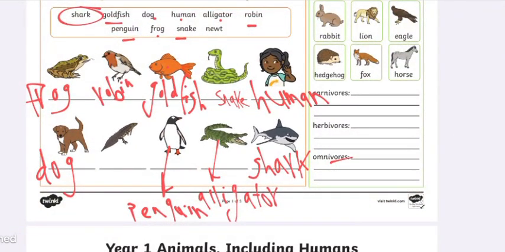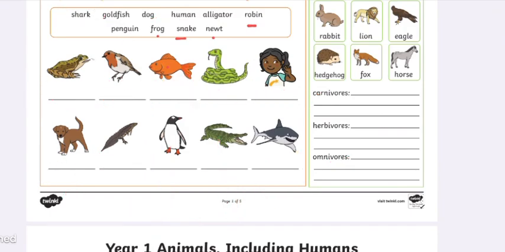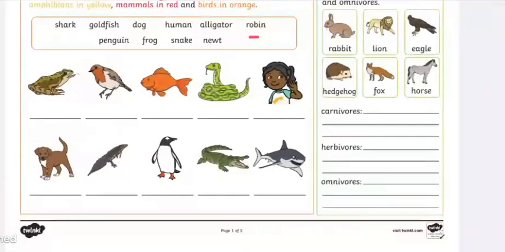And note it means like this. And it's amphibian like the frog. It can live on the land and in the water also. So they are super easy. What after that? He gave you some animals like rabbit, lion, eagle, hedgehog, fox, and horse.